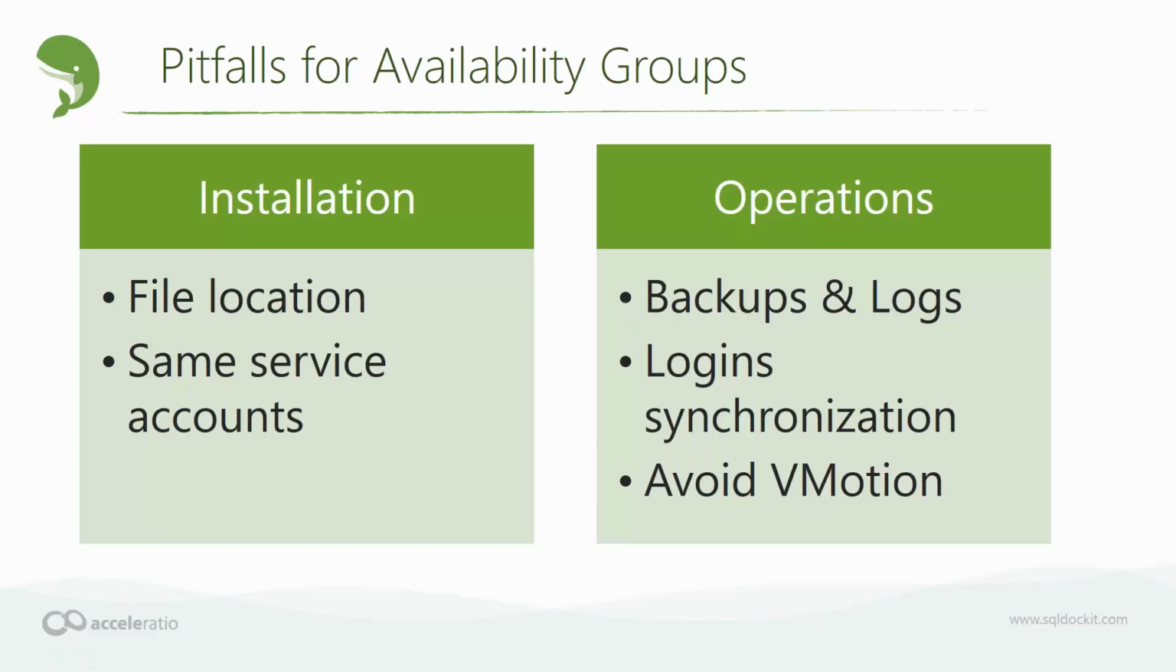Also, you need to avoid vMotion. We noticed that when a vMotion operation happens, so a VM in VMware is moved to another location, for instance, the cluster automatically switches. So availability groups, Windows cluster and vMotion are not compatible. Make sure that the team in charge of VMware is aware that your cluster VMs should not go under vMotion, because this could be a problem.